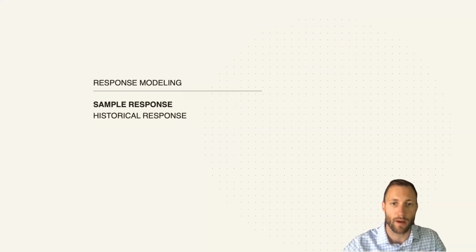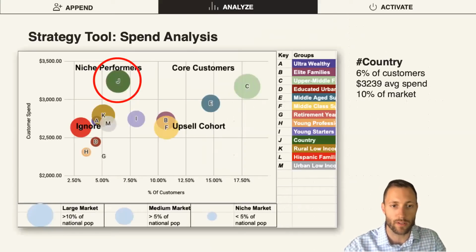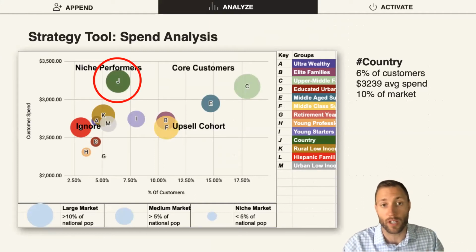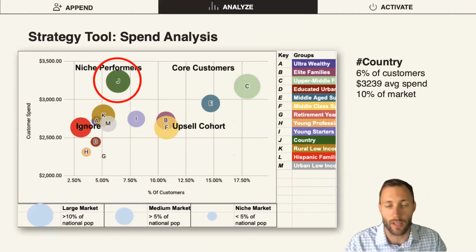So we're going to be talking about first sample response modeling. So this is if you don't have historical data, and we're going to be using our insurance company, ABC Insurance. In our last video, we discovered that we have this niche segment of hashtag country, where they only make up 6% of our total customers, but they make up 10% of the market. We know they spend a whole lot, but we don't really have any historical data in contacting these people because we didn't know that they exist.